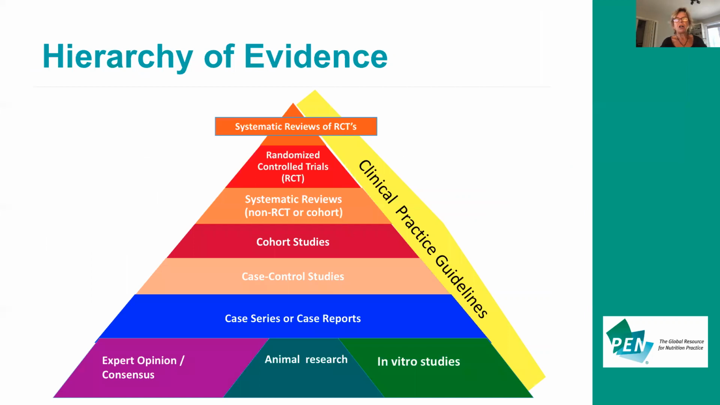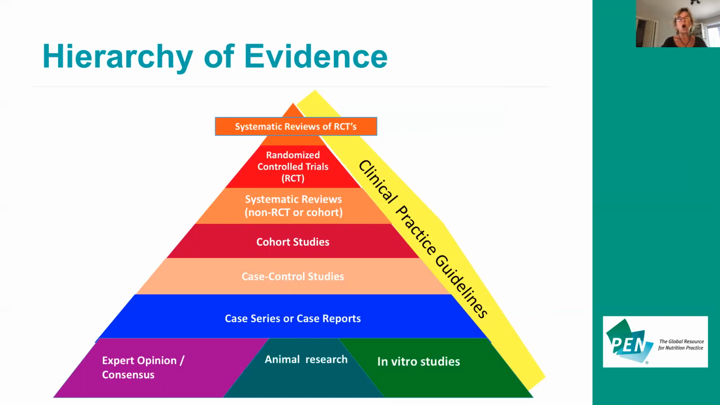So not all primary studies are equal, and many of you will have seen this sort of hierarchy of evidence to help us understand that some studies, by virtue of their study design, are better quality than others. It reminds us that information based on expert opinion or consensus or animal research or in vitro studies would be the lowest quality evidence. Then observational studies, case series or case reports, then case control studies, then cohort studies.